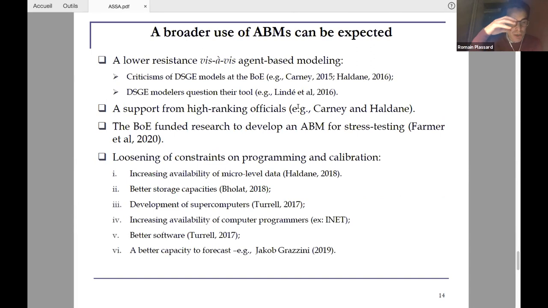In my article, I show that the context is favorable to the loosening of each constraint. The resistance against agent-based modeling is particularly strong in the DSGE community. But after the crisis, DSGE modeling was under fire, right? At the BOE, Carney and others criticized DSGE models for their inability to guide policy decisions during the crisis. At the same time, DSGE modelers also recognized the limits of their tool. Jesper Lindé, Frank Smets, and Raf Wouters are cases in point. As a result, it has become, I think, more difficult to oppose the use of other methodologies like agent-based modeling.